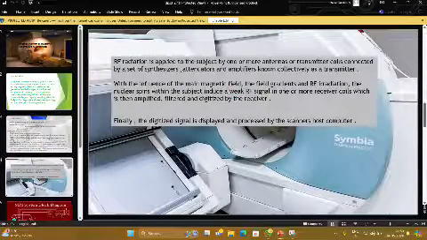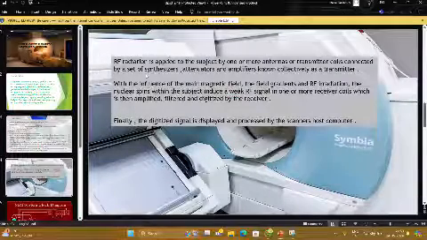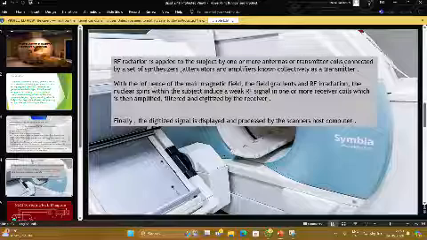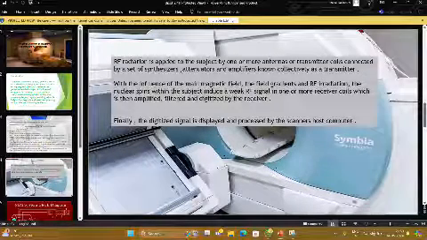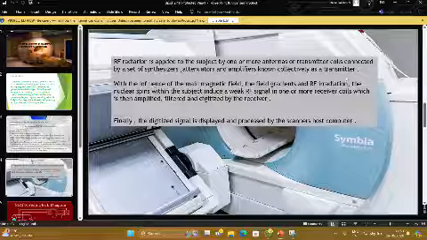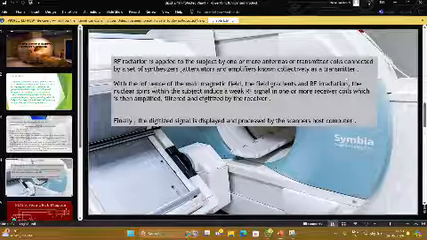And next we have RF radiation. RF radiation is applied to the subject by one or more antennas or transmitter coils connected by a set of synthesizers, attenuators, and amplifiers known collectively as a transmitter. So, the transmitter is made up of a set of synthesizers, attenuators, and amplifiers.